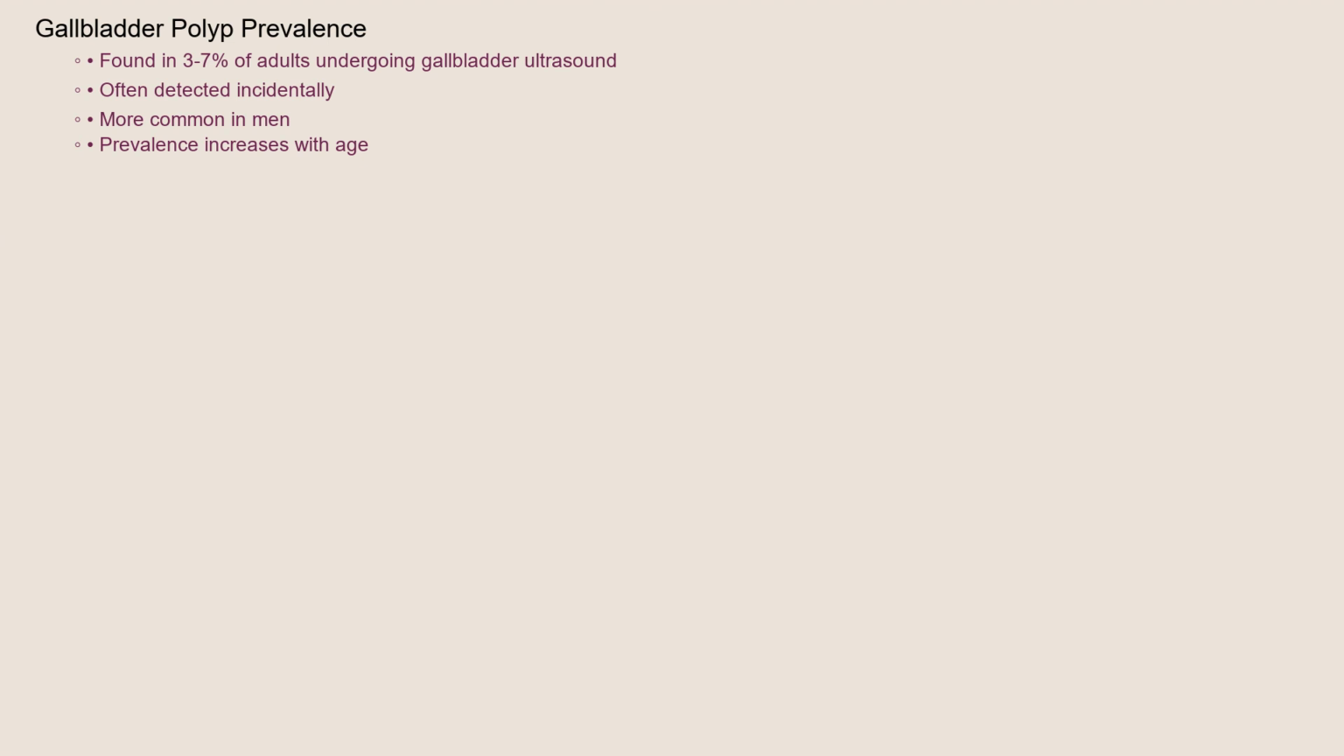How common are gallbladder polyps? The prevalence varies, but studies suggest they are found in about 3 to 7% of adults who undergo gallbladder ultrasound. They are more often detected incidentally during imaging for other abdominal issues. They tend to be more common in men than in women, and their prevalence increases with age.